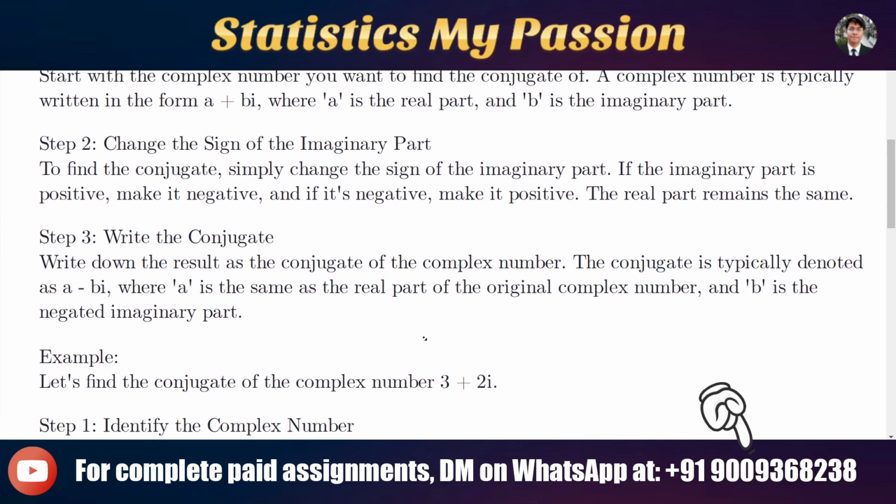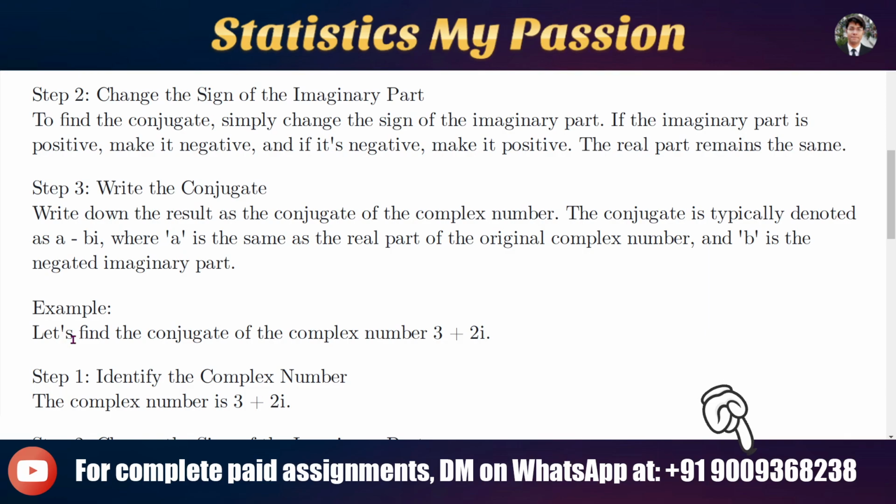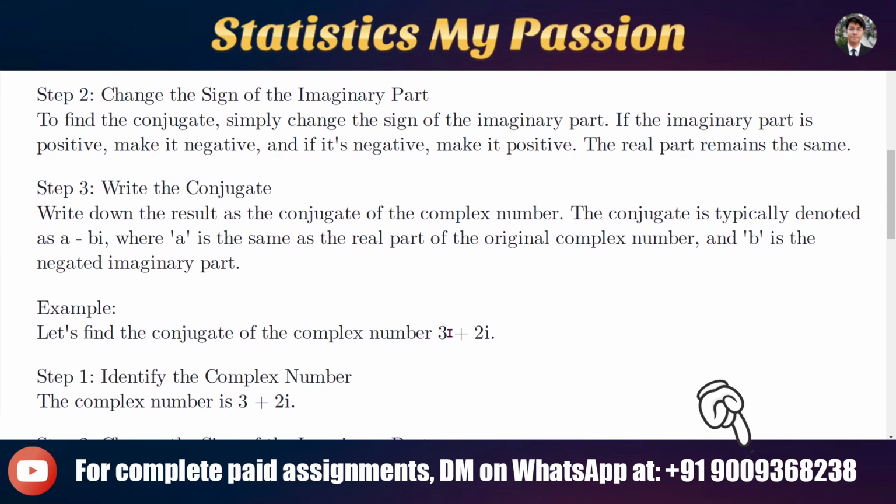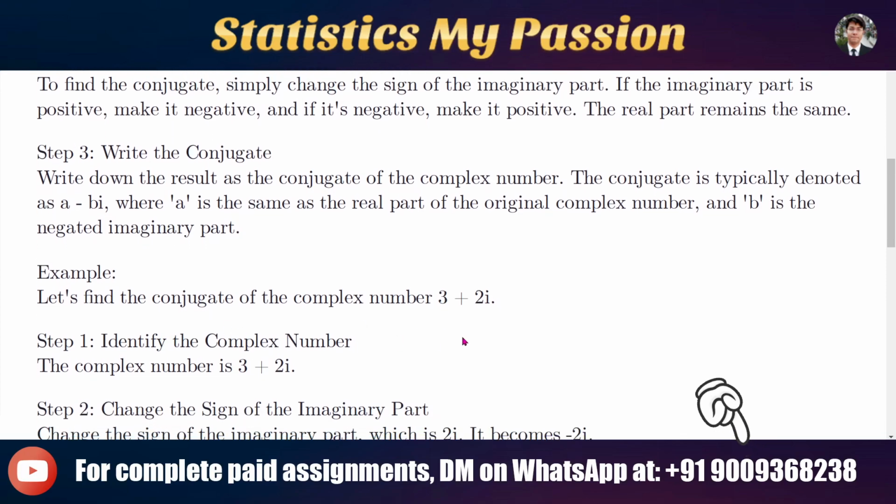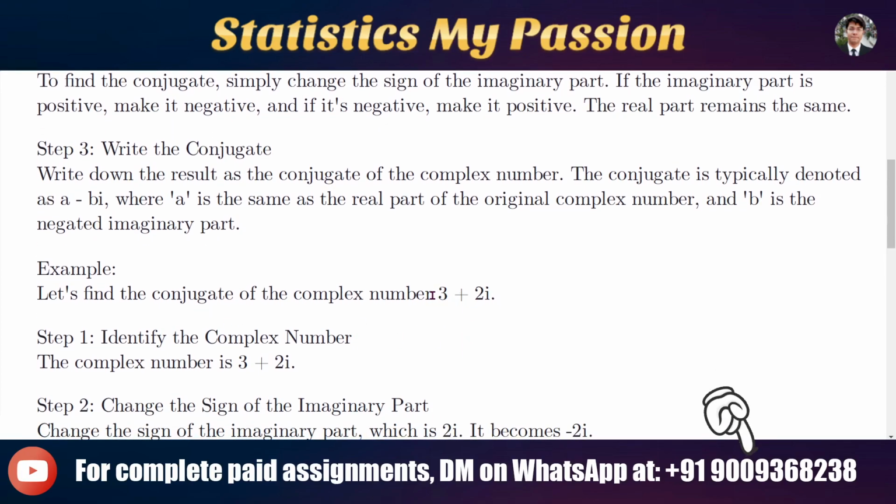So let's see the example that we have. Let's find the conjugate of the complex number, suppose 3 plus 2 iota. Step 1: check whether this is a complex number or not. Yes, it is a complex number because it is in the form a plus bi. It can be a plus or minus b iota.